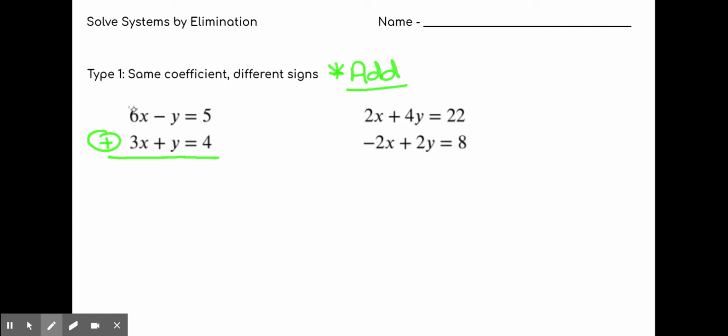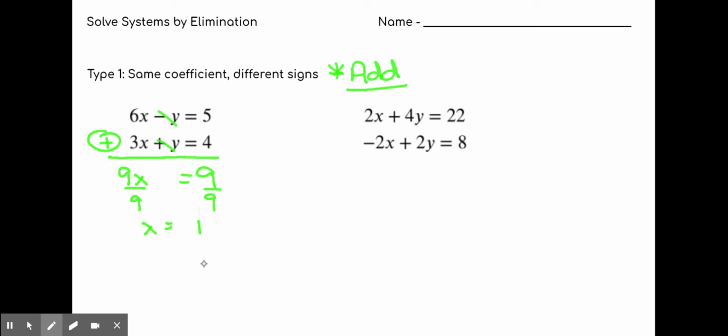So I'm doing 6x plus 3x. So 6x plus 3x is 9x. Then I have negative y plus positive y. So this is a negative y, negative 1y plus a positive 1y. That becomes 0, right? Those become a 0 pair. They go away. Don't lose your equal sign. And then I do 5 plus 4, and I get 9. So notice the y's went away. Now I can solve for x. I only have one variable to worry about, so I'm going to divide both sides by 9, and I get x is 1.